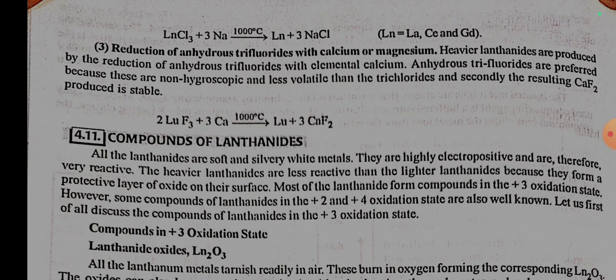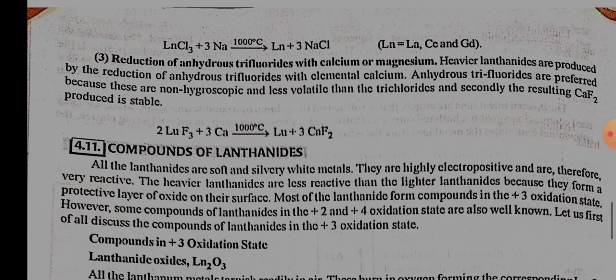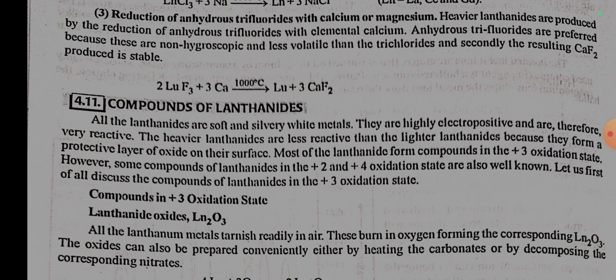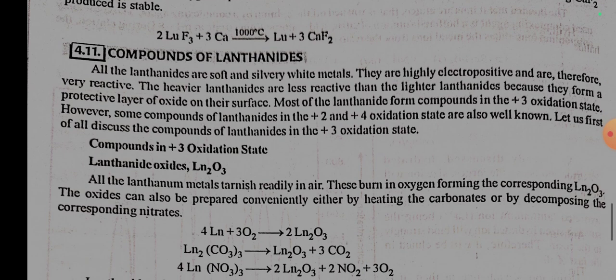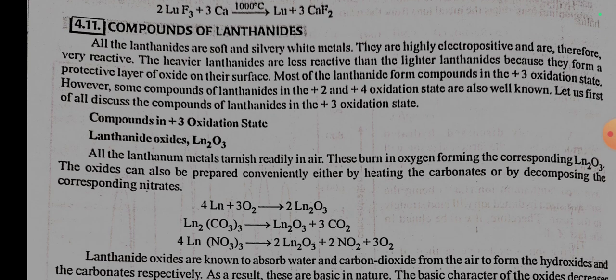LnCl3 plus 3 Na at 1000 degrees Celsius gives Ln plus 3 NaCl. Number 3. Reduction of anhydrous trifluorides with calcium or magnesium. Heavier lanthanides are produced by the reduction of anhydrous trifluorides with elemental calcium. Anhydrous trifluorides are preferred because they are non-hygroscopic and less volatile than the trichlorides, and secondly, the resulting CaF2 produced is stable. 2 LuF3 plus 3 Ca at 1000 degrees Celsius gives 2 Lu plus 3 CaF2.